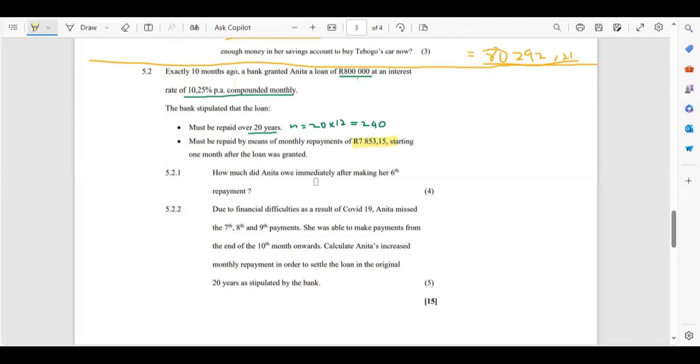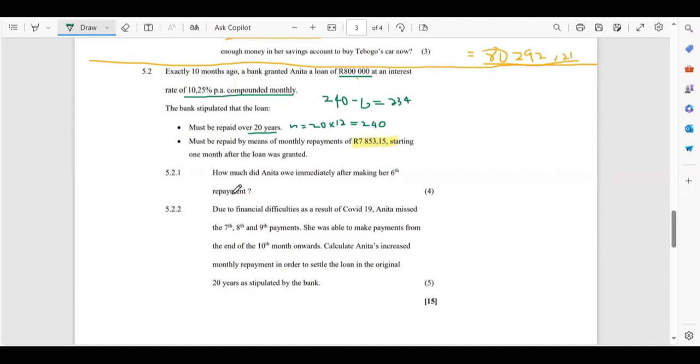Now, this is very important. We said also your n represents the number of payments. Now, this is in terms of months. Now, your n is 240 payments. If they say how much did Anita owe immediately after his 6th payment, or 6th repayment, do you agree that we need to adjust our value of n? So in this case, our value of n would be 240 minus the 6 because we already settled for 6 months. So as a result, our n for this question will be equal to 234.